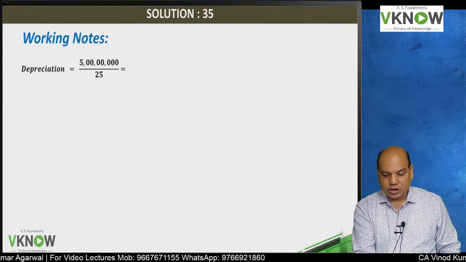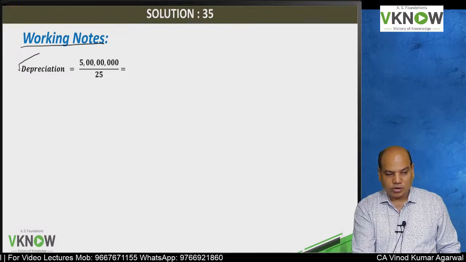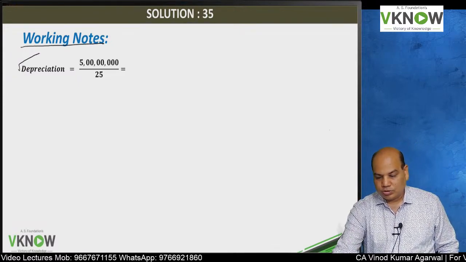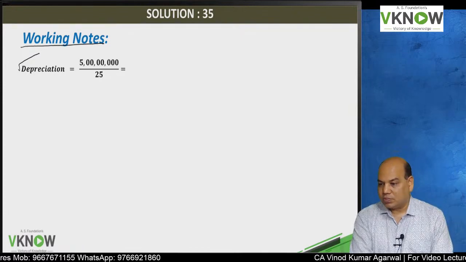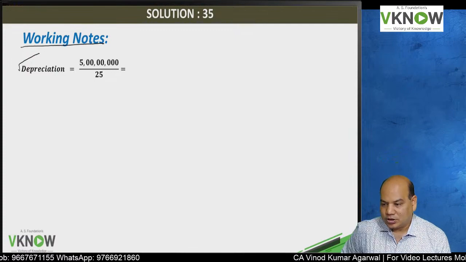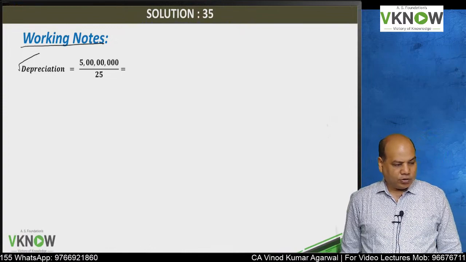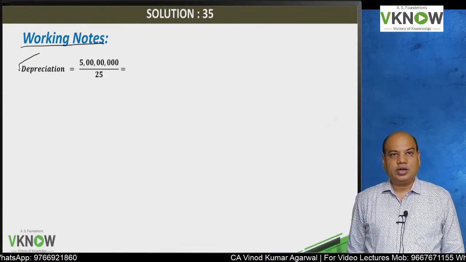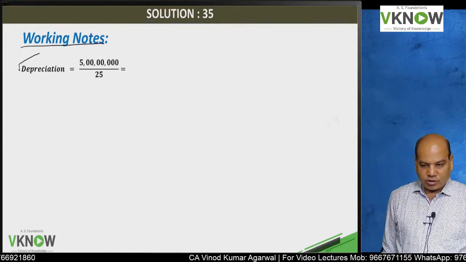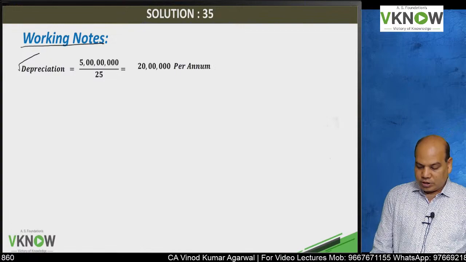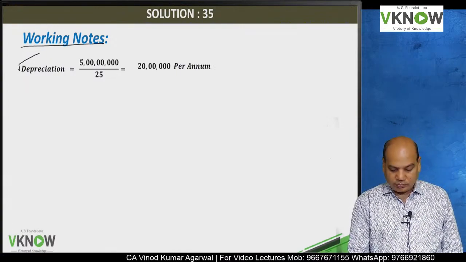First, we will make a small working note: depreciation. Please write down in your notebook, not the study material, notebook. Depreciation per annum. Depreciation per annum will be 5 crore, the cost of the aircraft, divided by 25 years. So depreciation would be 20 lakhs per annum.